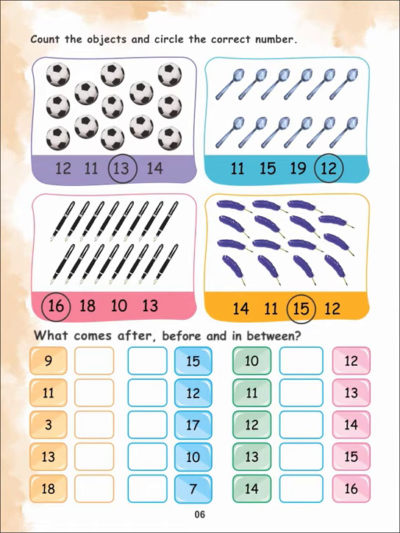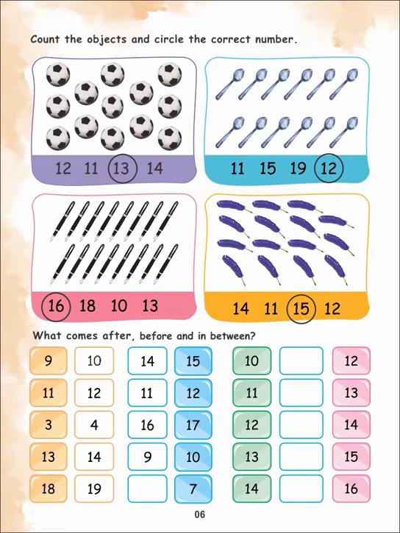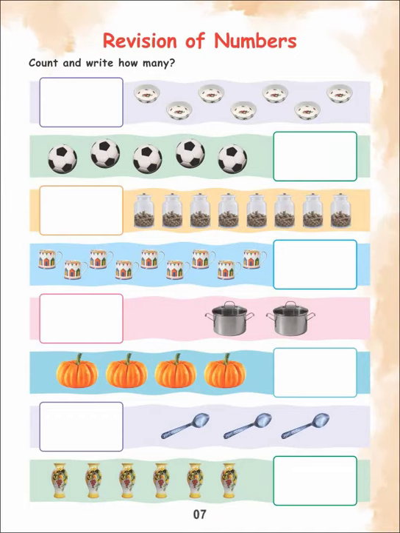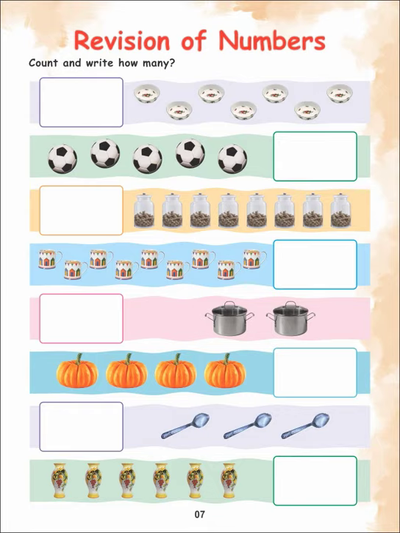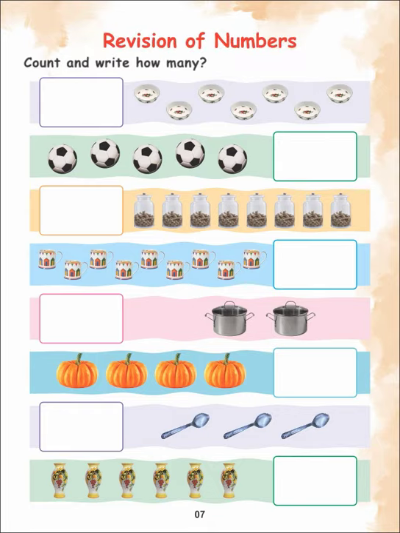13, 12, 16, 15. What comes after, before, and in between? 10, 12, 4, 14, 19, 14, 11, 16, 9, 6, 11, 12, 13, 14, 15. Revision of numbers. Count and write how many.